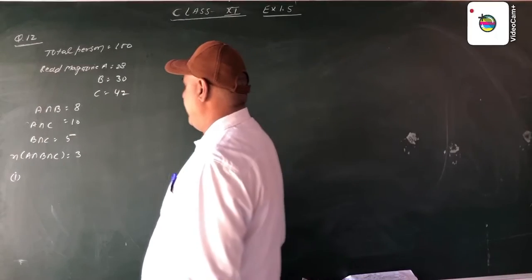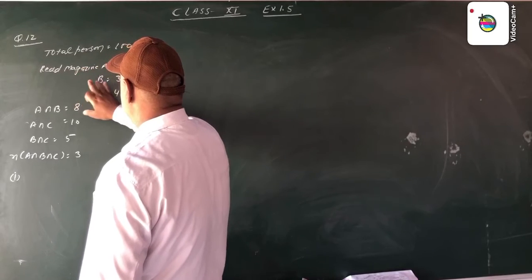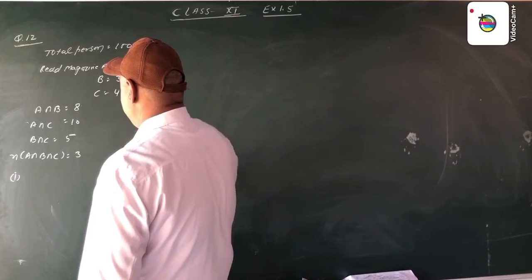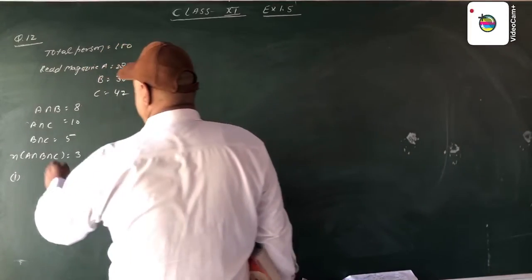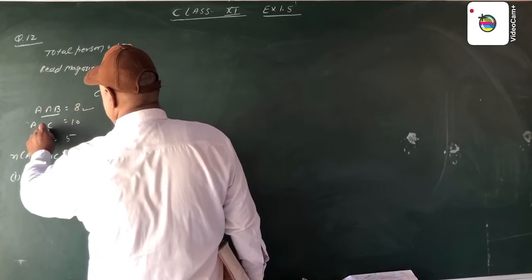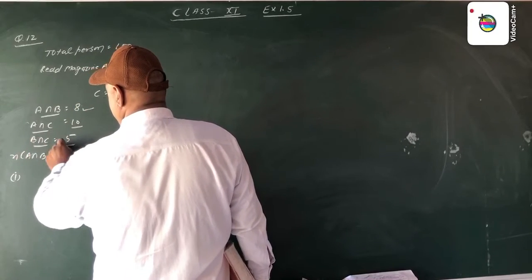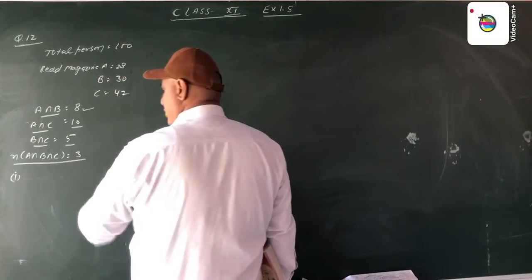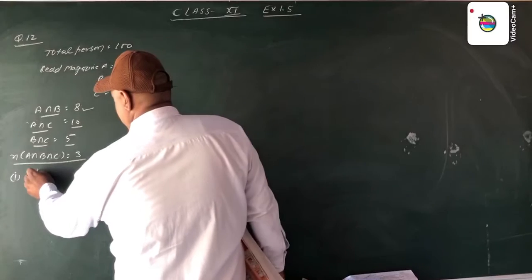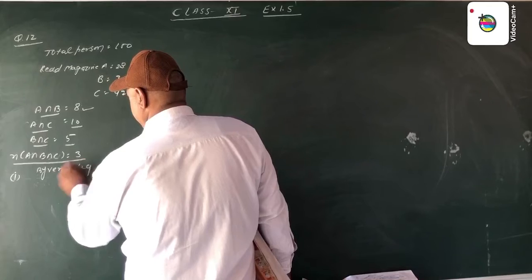Then, the number of persons who read magazine A is 28, magazine B 30 persons, magazine C 42. It is also given that A and B, it means magazine A and B readers, are 8. A and C are 10. B and C are 5, and these are the persons who read magazines A, B, C in common. Now we solve this by Venn diagram. Other questions of this type are also solved by Venn diagram.